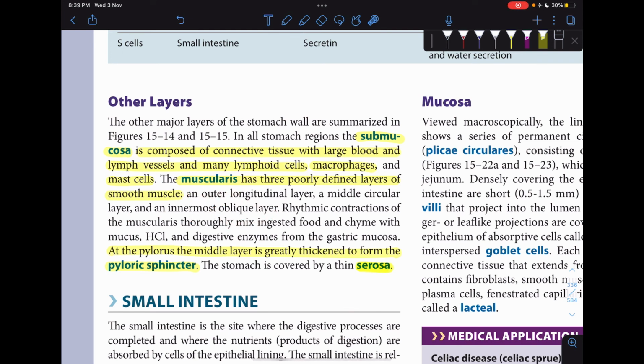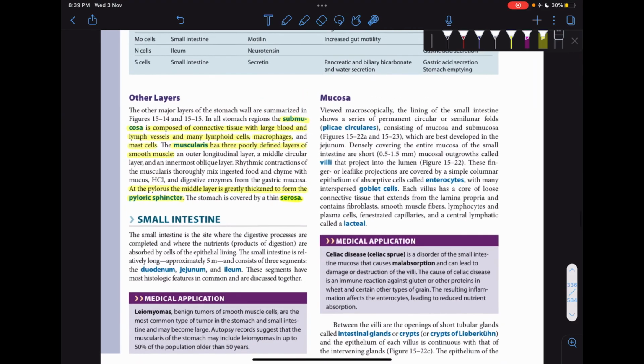So the muscularis is ill defined. It has three layers: outer longitudinal, middle circular, and innermost oblique. The rhythmic contractions of the muscularis thoroughly mix ingested food and chyme with the mucus, hydrochloric acid and digestive enzymes from the gastric mucosa. So the chyme is a mixture of food, mucus, hydrochloric acid and enzymes that's mixed by the action of the muscularis. And at the pylorus, the middle layer is greatly thickened to form the pyloric sphincter, and the stomach is covered by a thin serosa. So this is the end of this lecture.